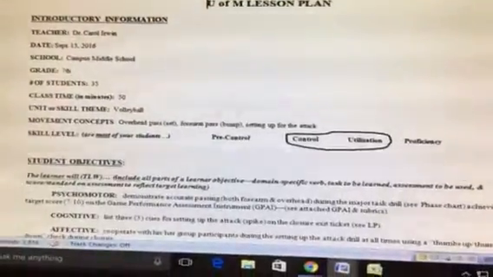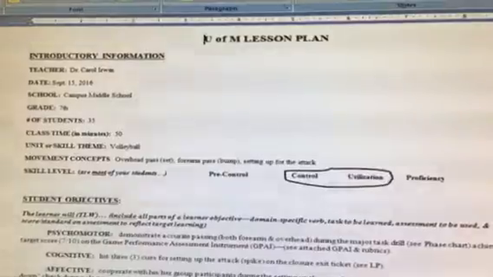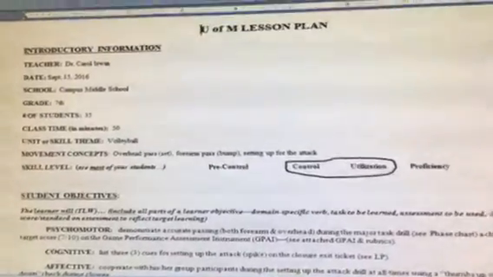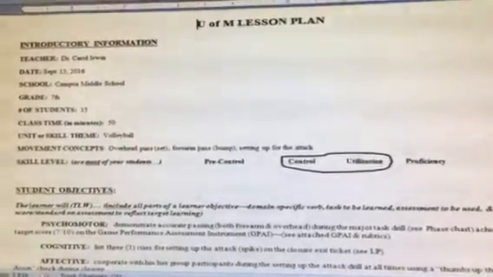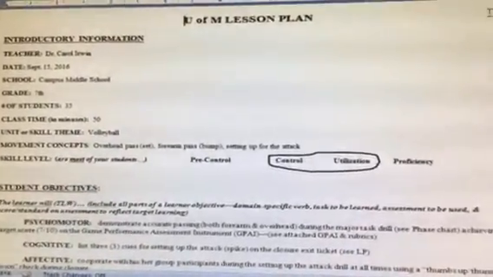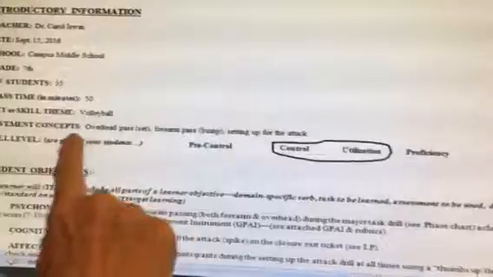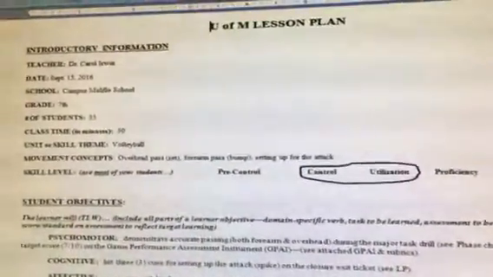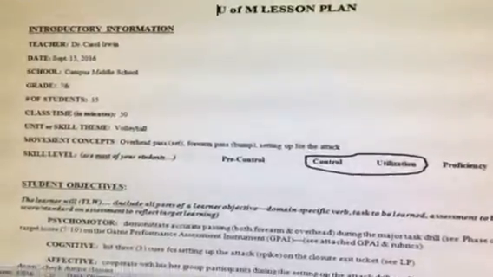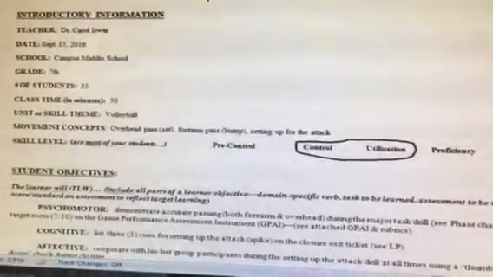Okay, real quickly, the front matter of the lesson plan is pretty easy and pretty self-explanatory. However, it's vital that you include the grade level as well as the number of students. That's really important. Also, these major movement concepts that you're going to be covering in the lesson should be taken almost directly from your block plan.